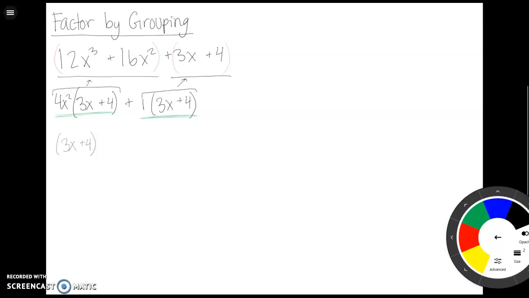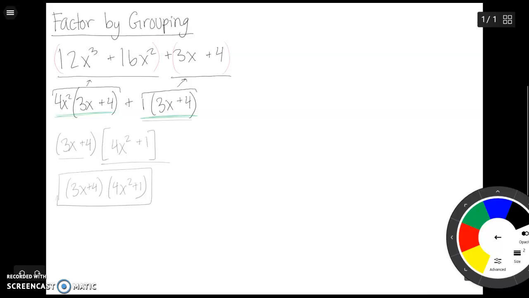Now, if I factor out a 3x plus 4 from the first term, all I'm left with is a 4x squared. If I factor out a 3x plus 4 out of the second green term, this one, all I'm left with is a 1. Okay, so now what it's looking like is I have 2 polynomials that are multiplied together. I'm going to write this one without brackets so that we don't get confused. Now this right here looks a lot like factored form. In fact, this is factored form. This polynomial is now factored.